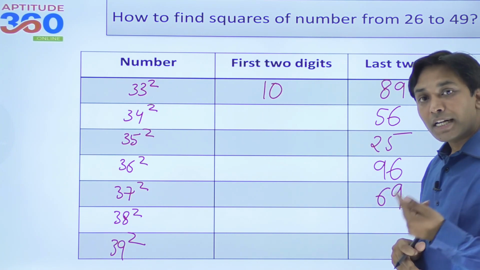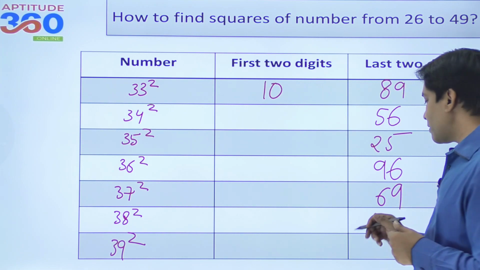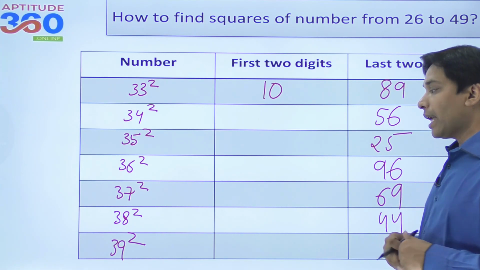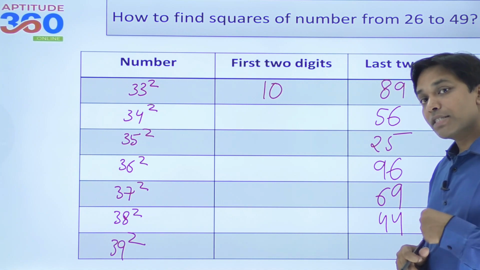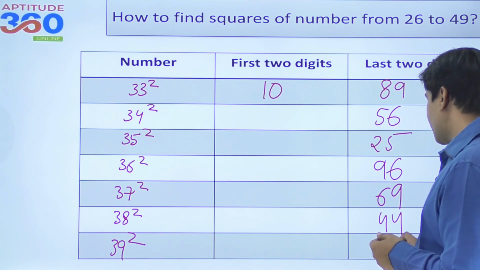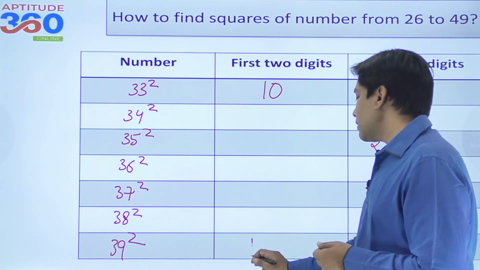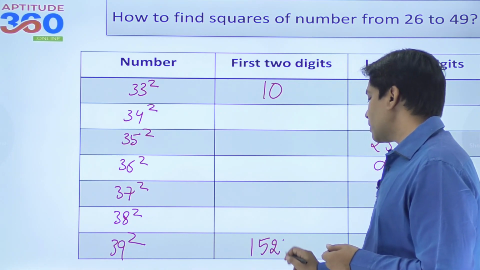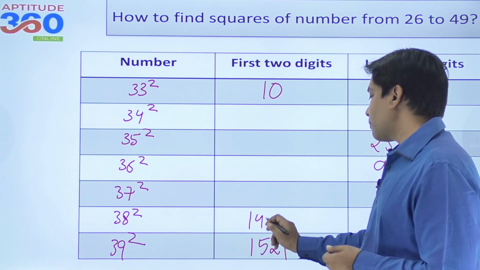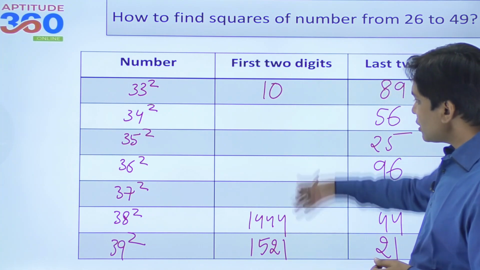If you need to find out 38 square and last two digits, 12 square, 12 square is 44. And then if you have to find out 39 square, this is 11 less, so this is going to be 21. I hope you understand this. So we have already found out this is 1521. This is 1444, isn't it? Rest you can figure it out.